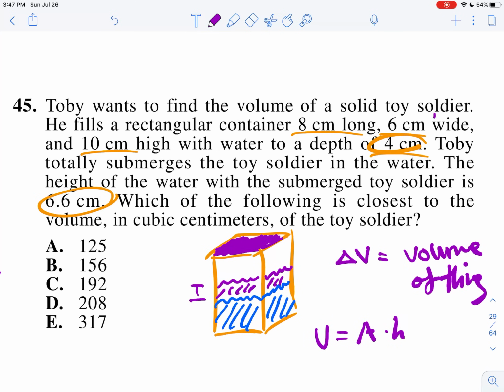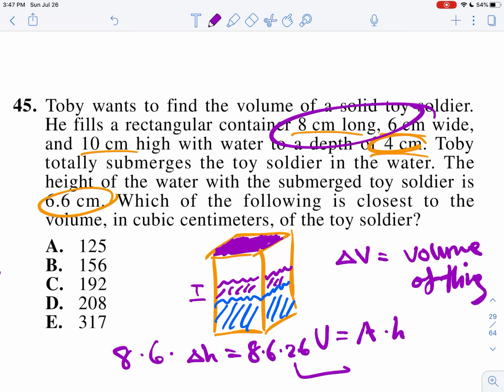Now the area in this case is 8 by 6, because this is 8, this is 6, and the height is whatever the height was of the water. So our area is going to be 8 times 6, and the height is just the change in height. This is equal to 8 times 6 times 2.6, because we're going from 4 to 6.6. This is a 2.6 here. So you get 48 times 2.6. That's your answer. 124.8. I get an answer of A. 45 is A.